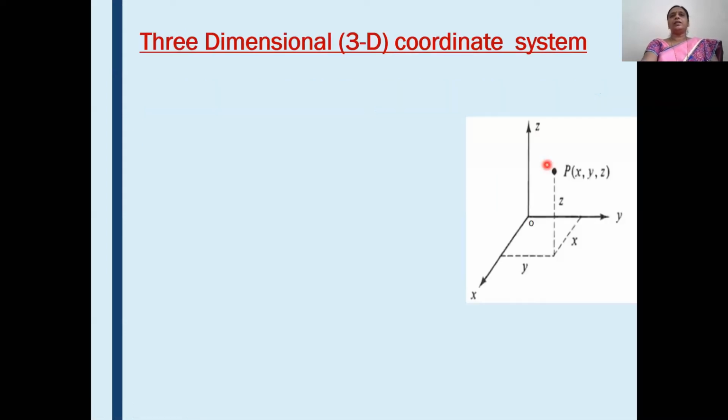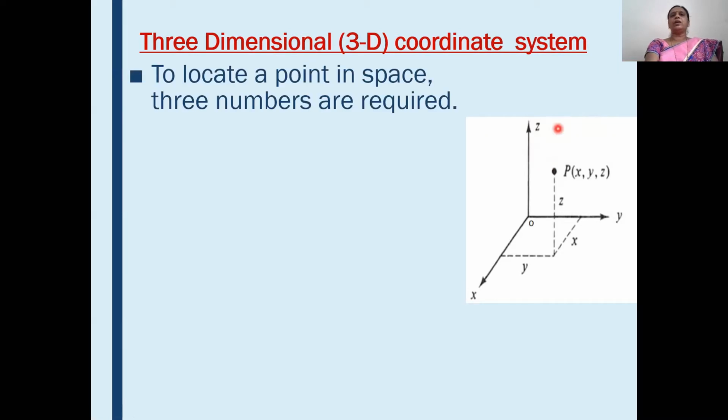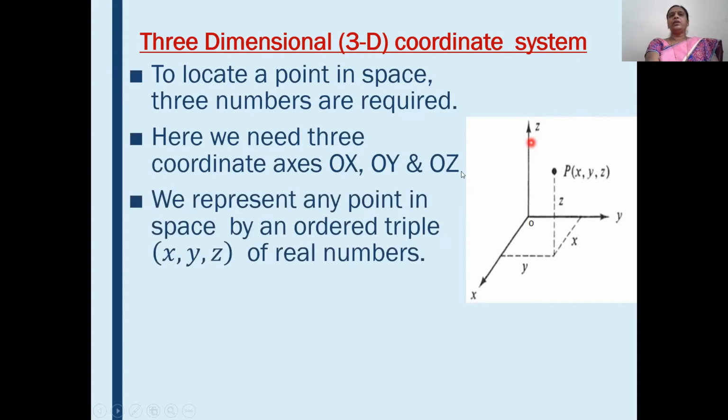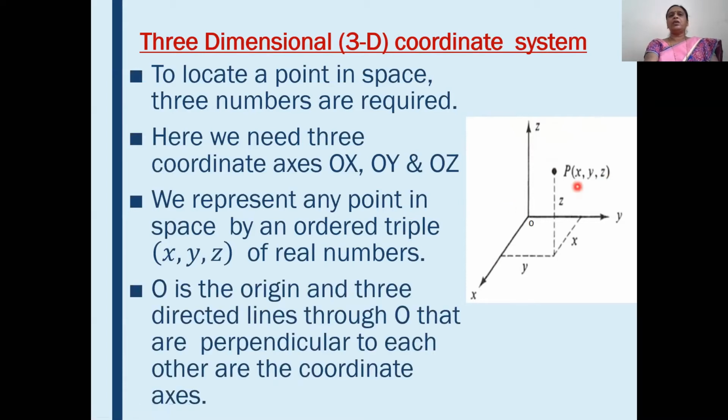Now, let's see the three-dimensional coordinate system. To locate a point in space, we require three numbers and we need three coordinate axes, that is, this axis OX, OY and OZ. We represent any point in space by an ordered triple (x, y, z) of real numbers. Here O is the origin and three lines directed through O are perpendicular to each other, which are the coordinate axes.